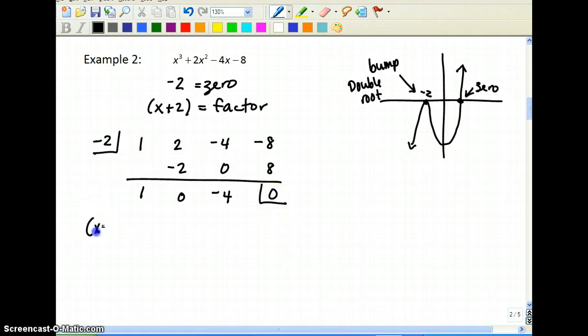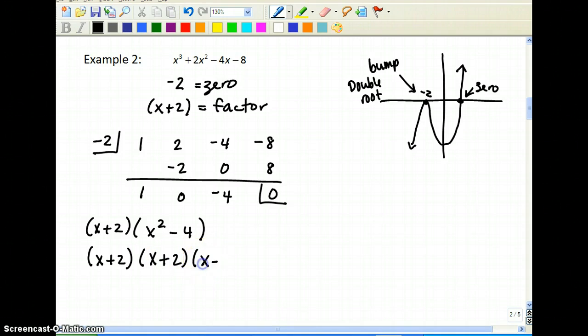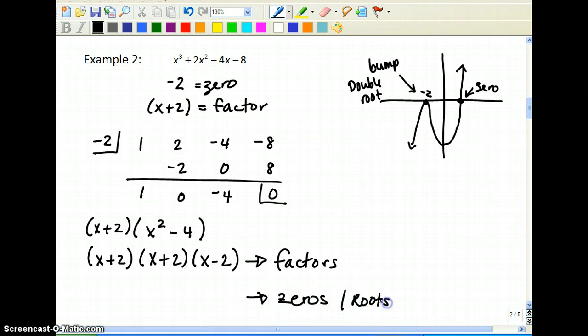So I've got x plus 2, and from this depressed polynomial I have x squared minus 4, which tells me that'll factor, because it's a difference of squares: x plus 2, x minus 2. Those are my factors. What are the zeros? And remember, that could also be called the roots. Don't want to forget that. So it looks like I got -2, -2, and 2.